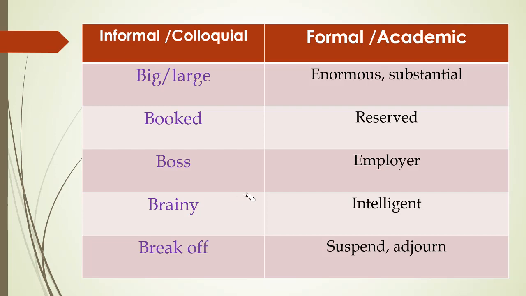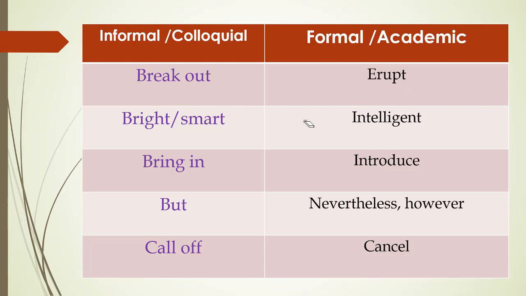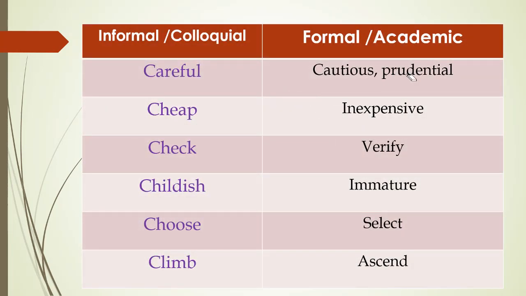Brainy we use quite a lot and should be replaced with intelligent. Break off is to suspend or adjourn. Break out is to erupt. Bright or smart is once again intelligent. Bring in some idea is to introduce some idea. But is another very commonly used informal word, and it shall be replaced with appropriate words like nevertheless or however. Call off is to cancel. Careful is cautious or prudential. Cheap is inexpensive. Check is to verify. Childish should be replaced with words like immature. Choose is select. Climb is to ascend, okay, or to go up.